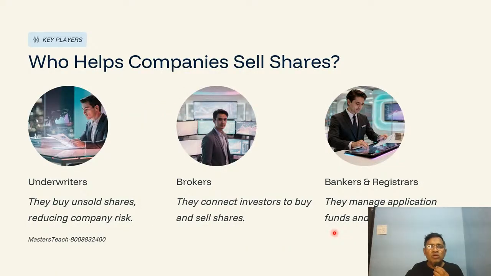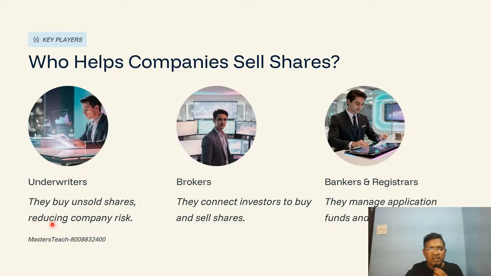Then who helps the company? Companies sell shares. Everybody knows that there is a stock market where buying and selling of shares take place. Underwriting means that before issuing the shares, the company has a contract with the underwriters. If the shares are not bought by the public, then they will purchase those shares. That person is called an underwriter. So they buy unsold shares to reduce the company's risk.